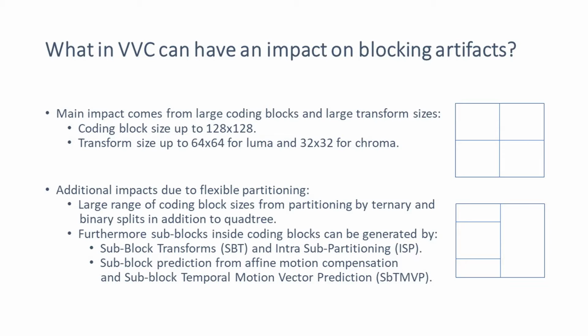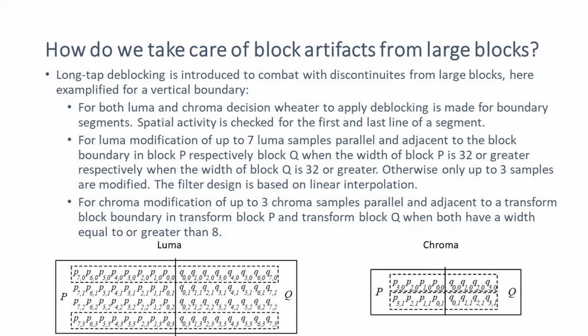We have a large range of coding block sizes from partitioning by ternary and binary splits in addition to quad-tree splits. Furthermore, sub-blocks inside coding blocks can also be generated by, for example, sub-block transforms, intra-sub partitioning, but we also have sub-block prediction from affine motion compensation and sub-block temporal motion vector prediction.